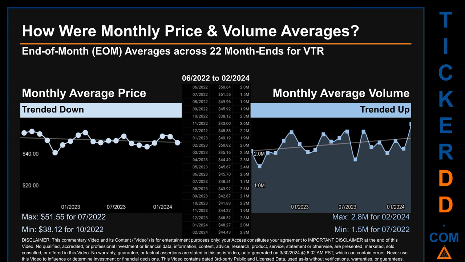The maximum end of month average price was $51.55 for 07/2022, while the minimum was $38.12 for 10/2020 seconds. Looking at volume, 02/2024 and 07/2022 respectively saw the highest and lowest monthly average volume at 2.8 million and 1.5 million.